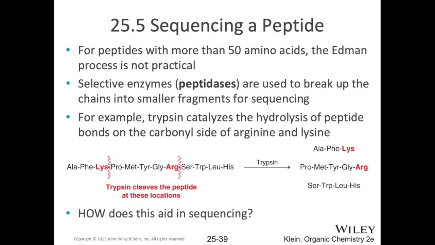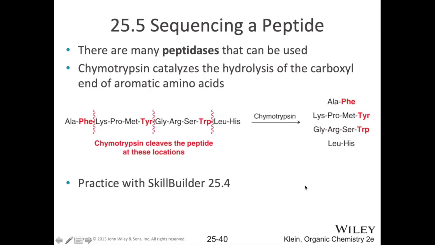Okay. Now later on, when we're trying to put this together, we'll know that out of these three strands, this one over here must be on the C terminus side, because there's no lysine or arginine at the end here. Okay. Another example of a commonly used peptidase is chymotrypsin. That will cleave on the carbonyl side of phenylalanine, tyrosine, or tryptophan.